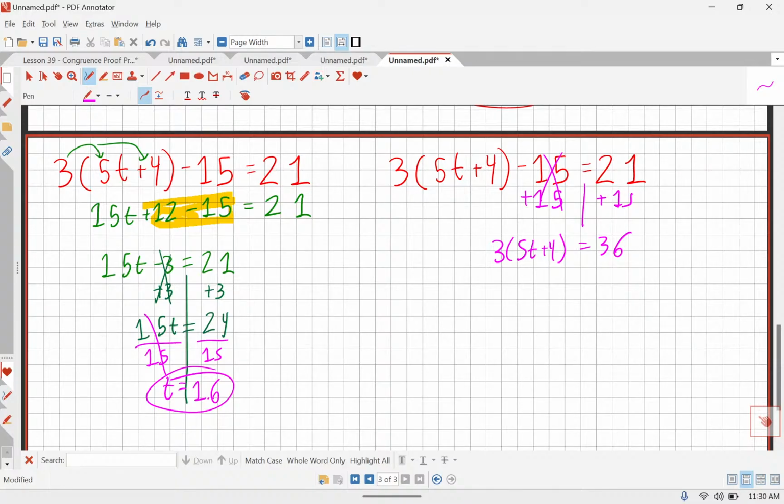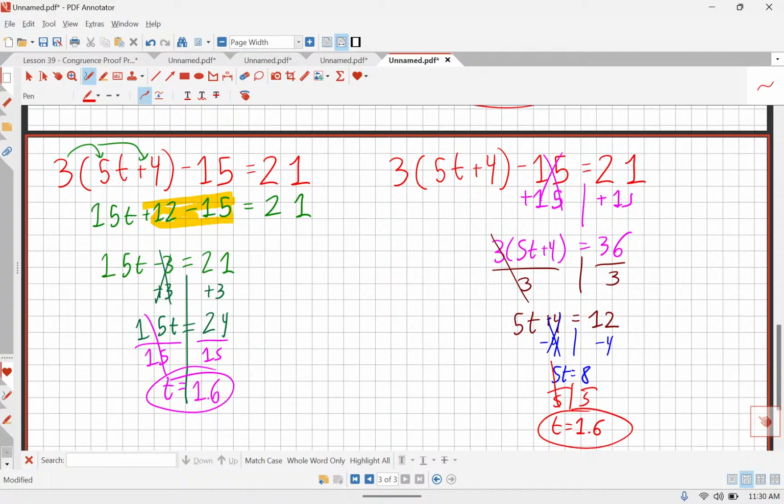Now what? And then you will divide both sides by 3. Now 5t plus 4 equals 12. And then I did subtract 4 on both sides. 5t equals 8. And then I divided both sides by 5. T equals 1.6. Perfect. Either way worked for that one.